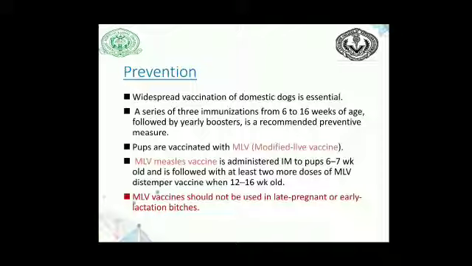MLV measles vaccine is administered intramuscularly to pups 6 to 7 weeks old and is followed with at least 2 or more doses of MLV distemper vaccine when they are 12 to 16 weeks old. Now the thing to be remembered is that MLV vaccines should not be used in late pregnant or early lactation bitches.